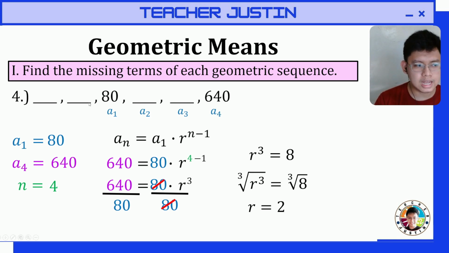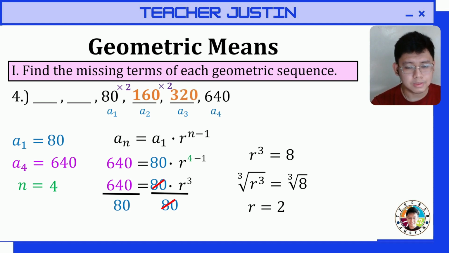So, para makuha natin yung next term natin from 80, we will just multiply it by 2. It will be equal to 160. So, 160 times 2, and that will give us 320. Now, check natin. 320 times 2, 640.